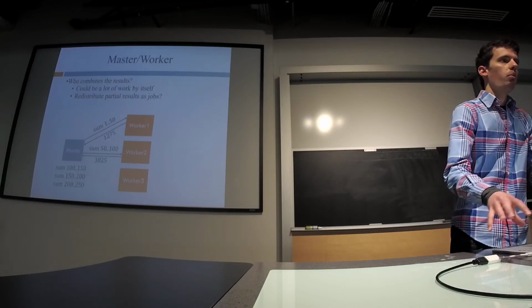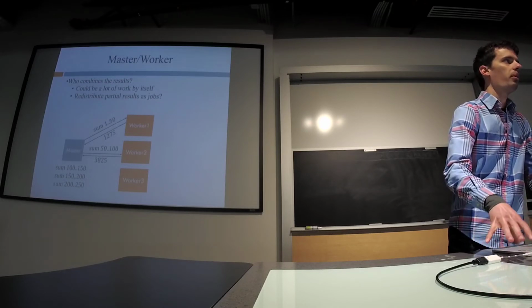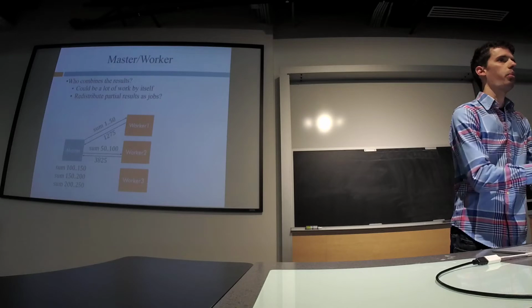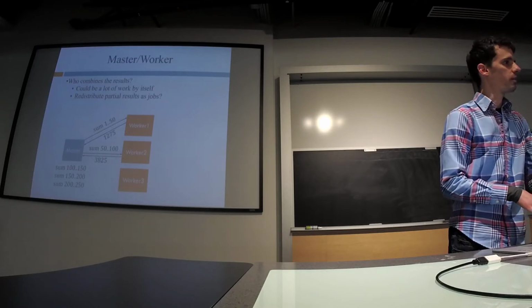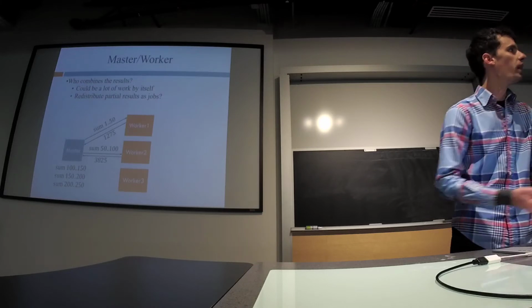And then another big job is, once you've split the work up, you're now going to have split up results, partial results from each of those machines. How do you get those results back and then aggregate them in some way?